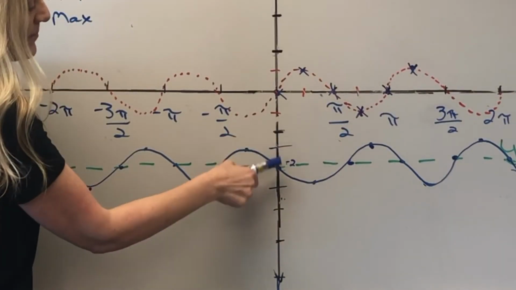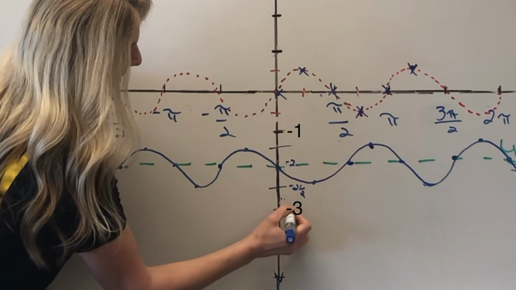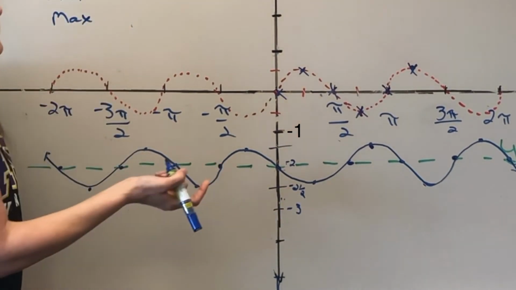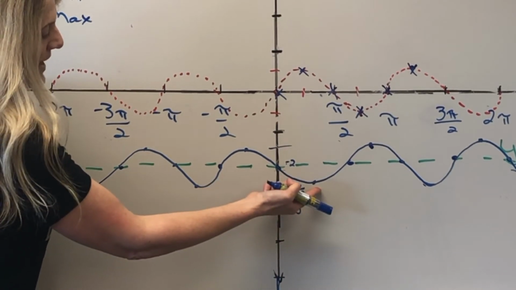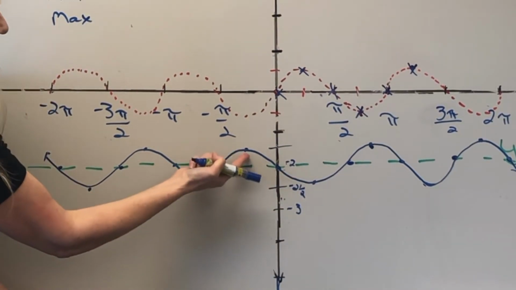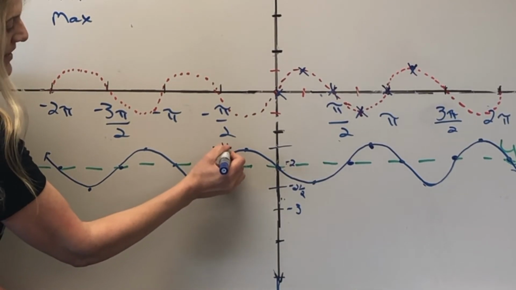So if the black marks are full units, then this is 1/2 a unit. So this is -2.5. This would have been -3. Another reason why it's important to mark your axes. So the lowest I go is -2.5. And then the highest I go is 1/2 up from -2, so the highest I go is -1.5.